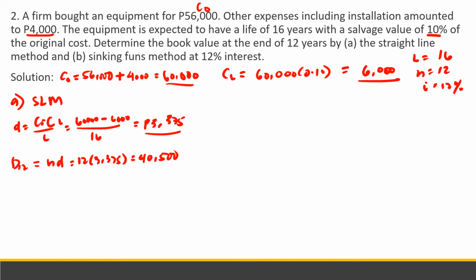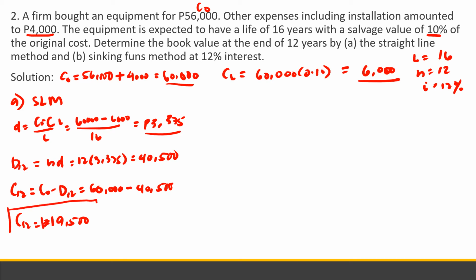40,500 pesos. So yung hinahanap natin is the book value at 12 years. At the end of 12 years. So that is CO minus D12. So 60,000 minus 40,500. So the book value at the end of 12 years is 19,500 pesos. So medyo maliit yung value niya since 12 years na siya na ginagamit din naman.